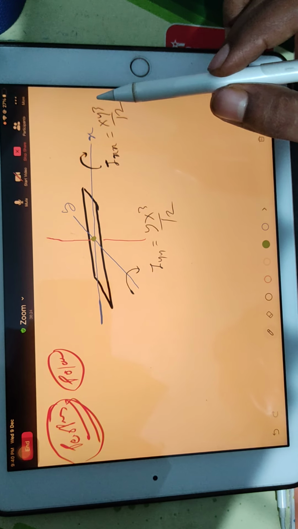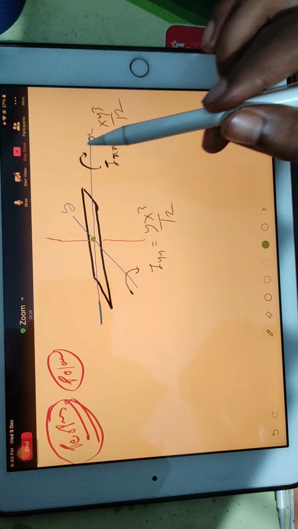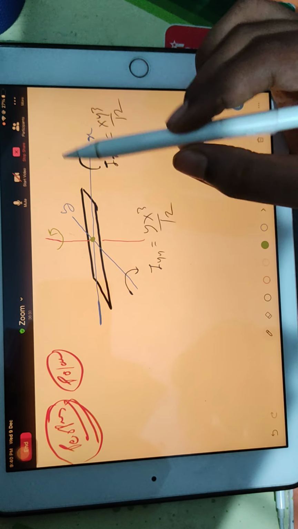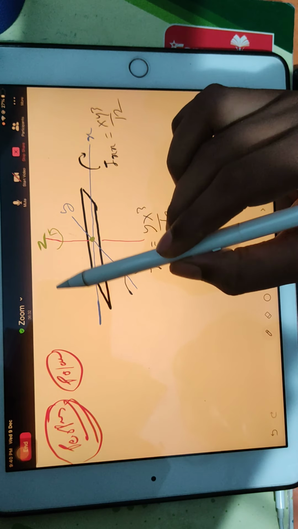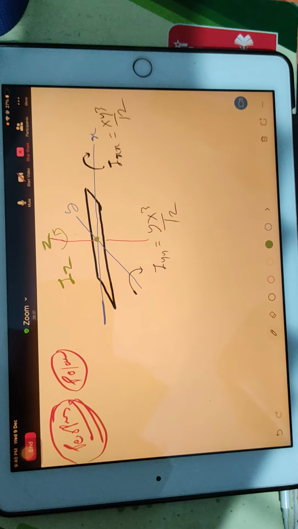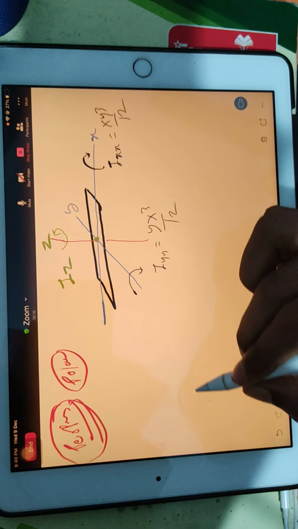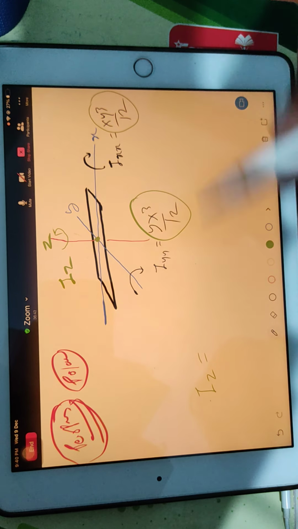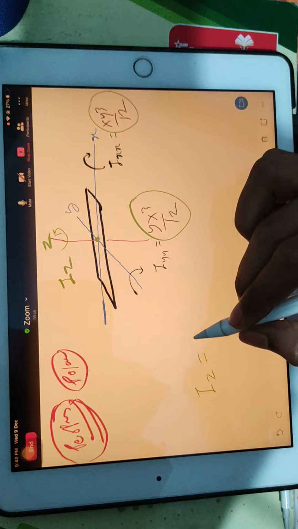All the three axes are passing through center of mass. In that case, what to do? Your body wants to rotate like this. So consider this as z-axis. So now you're looking for Iz. Any symbol you can use. So if you want to find out Iz value, directly add this answer and this answer. That will be your Iz value.